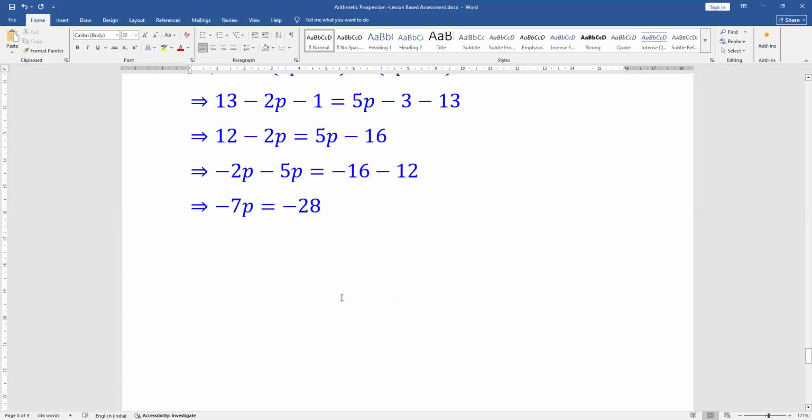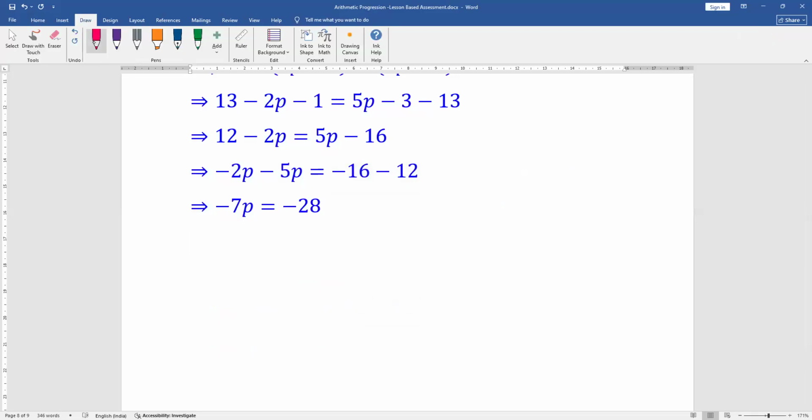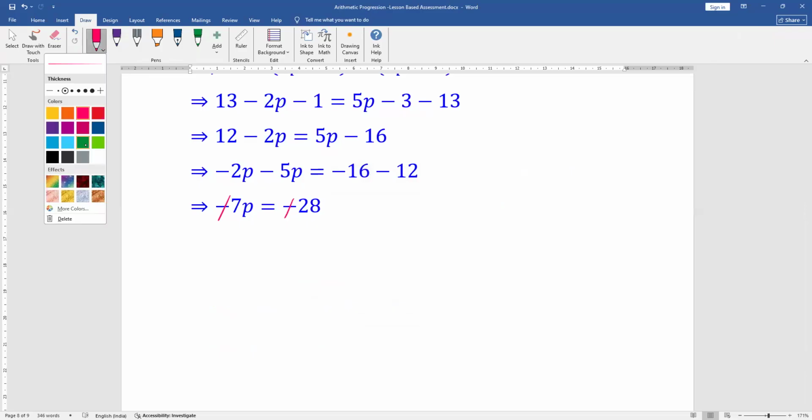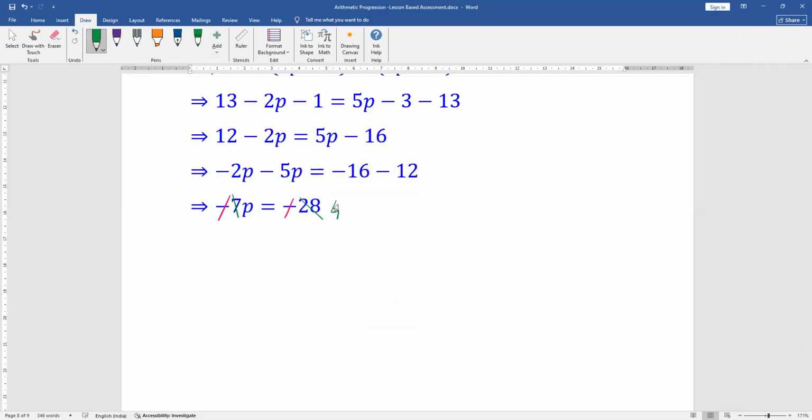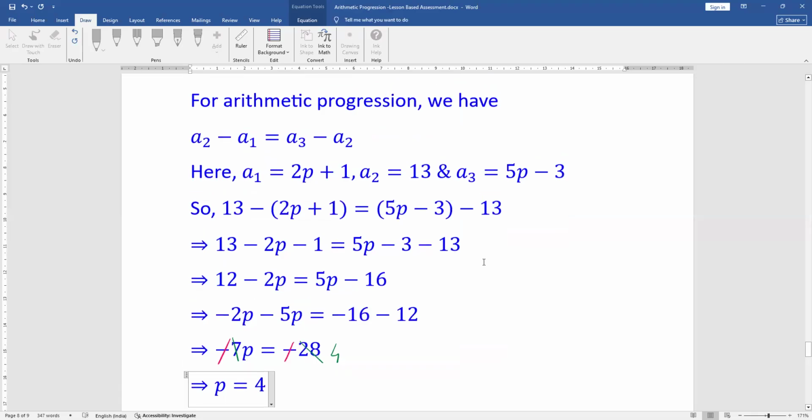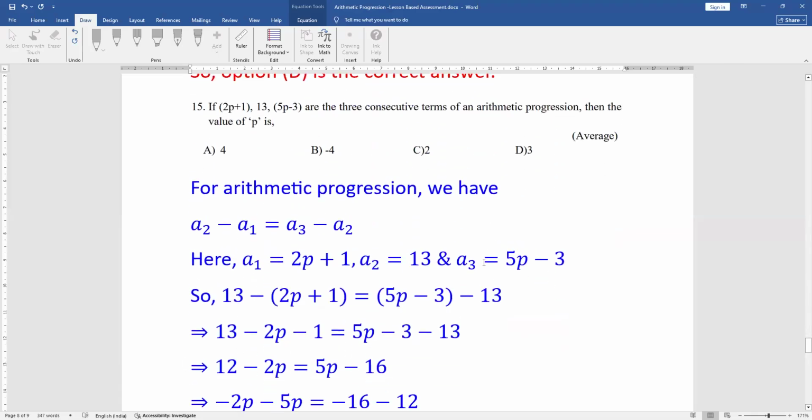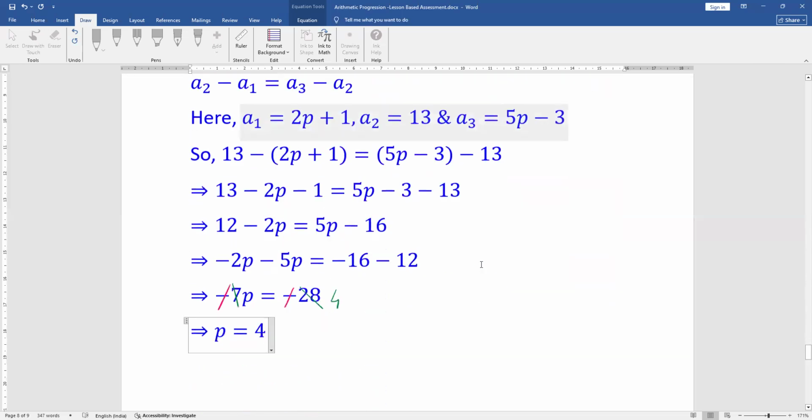Next, I'm going to do the cancellation part. Here the minus signs cancel. And next we can do this: 7 ones are 7, 7 fours are 28, right? So in my next step, I write p equals how much? p equals 4. Now which is the correct option? Option D is the correct answer.